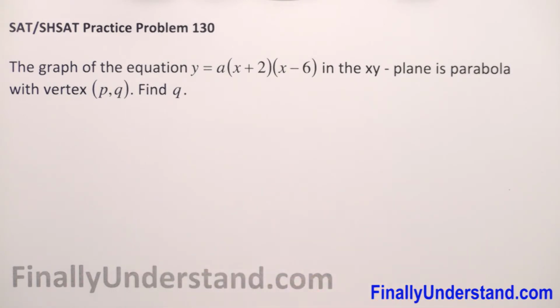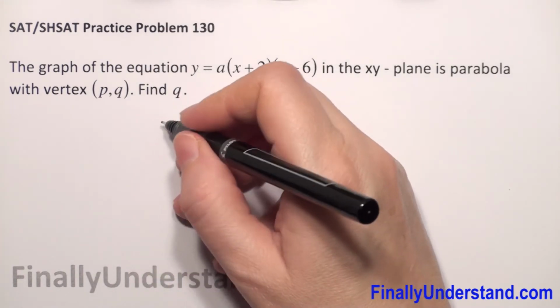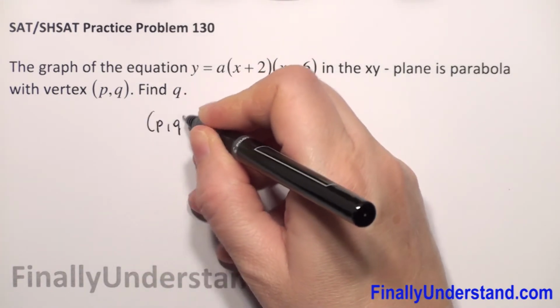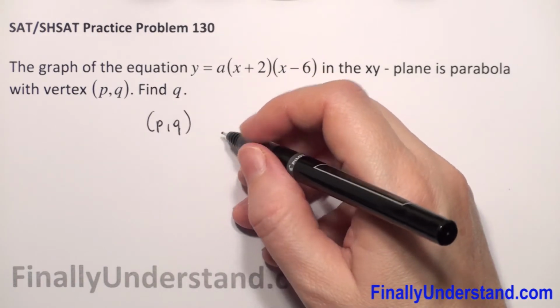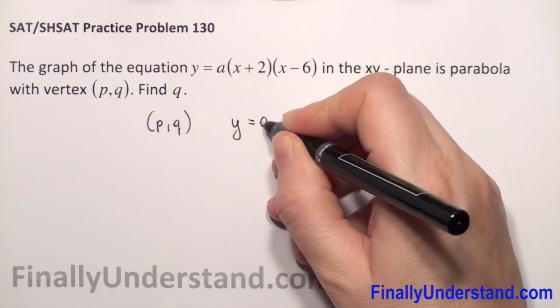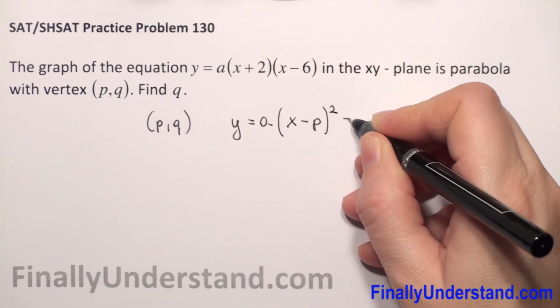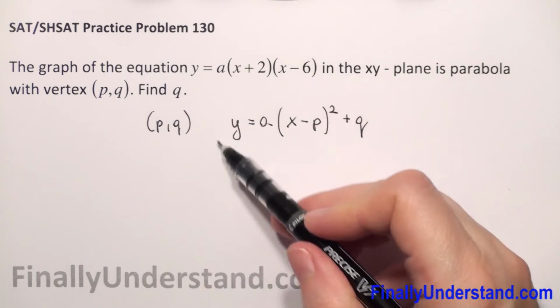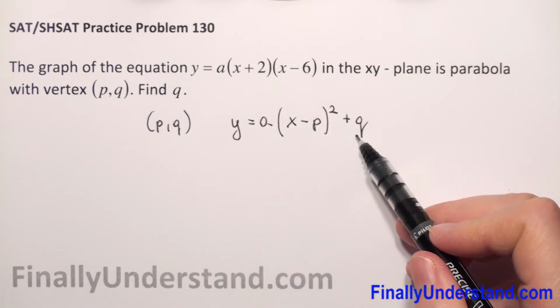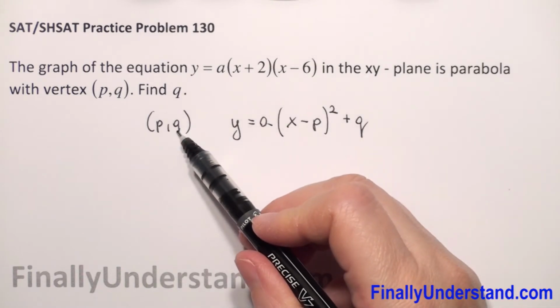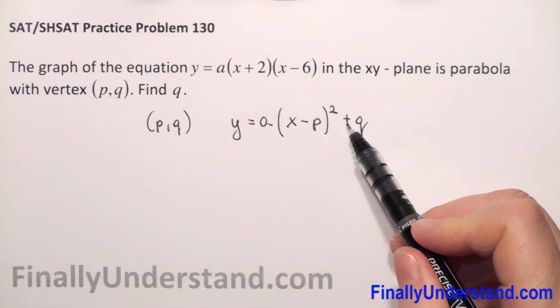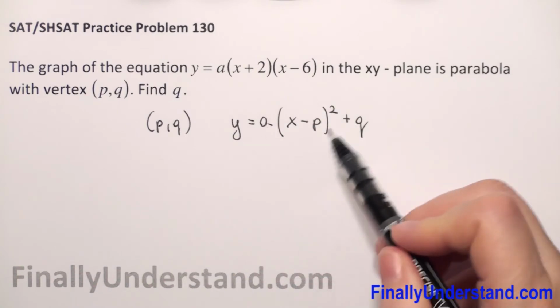Let me remind you first of the formula for a quadratic equation, given the vertex. When we have vertex (p, q), the formula for the quadratic equation is y is equal to a times (x minus p) to the second power plus q. When we have this formula, reading the second coordinate of our vertex is very easy. It's the number which was added to this expression.